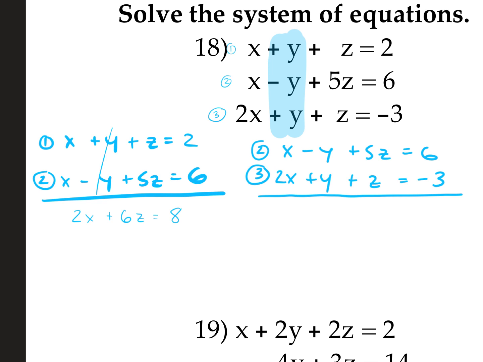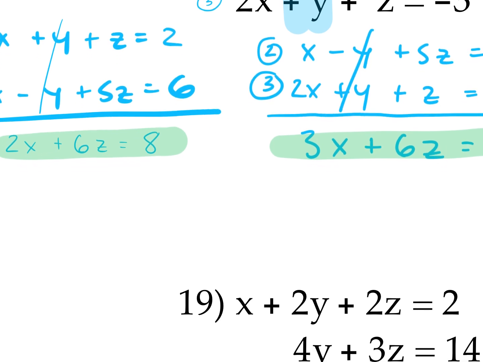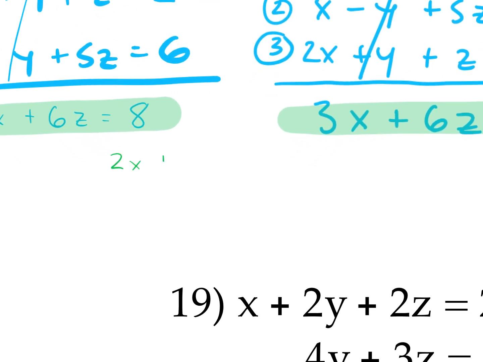X plus 2x would be what? 3x. Our y's cancel. What is 5z plus z? 6z. And 6 minus 3? 3. What should I do next? We need to combine our two answers together and eliminate another variable. So we have 2x plus 6z is equal to 8, and 3x plus 6z is equal to 3.